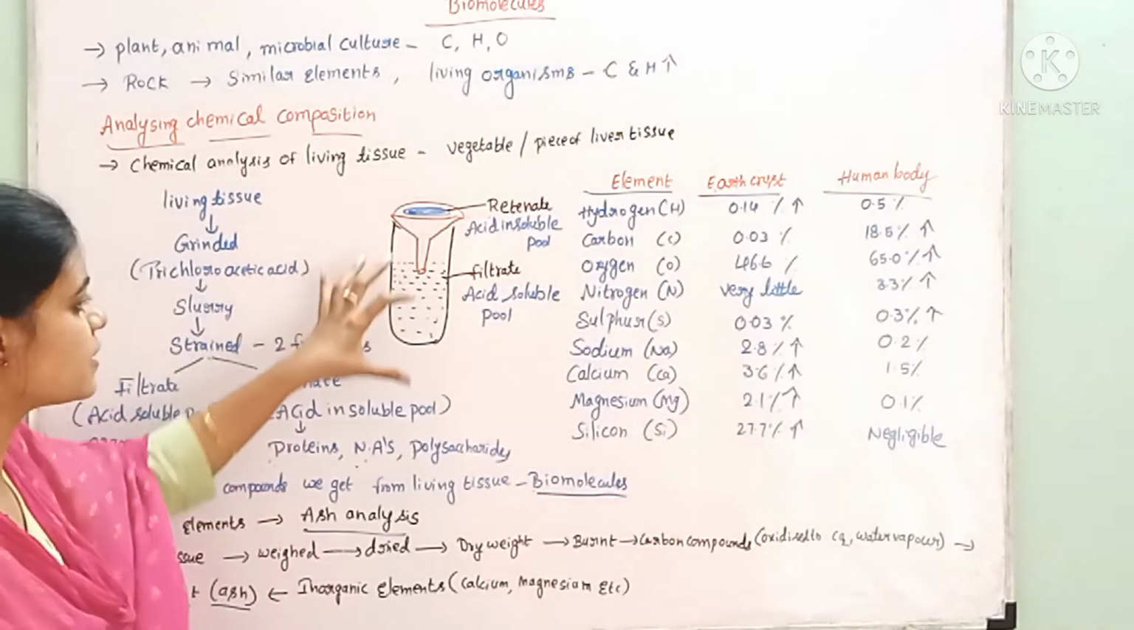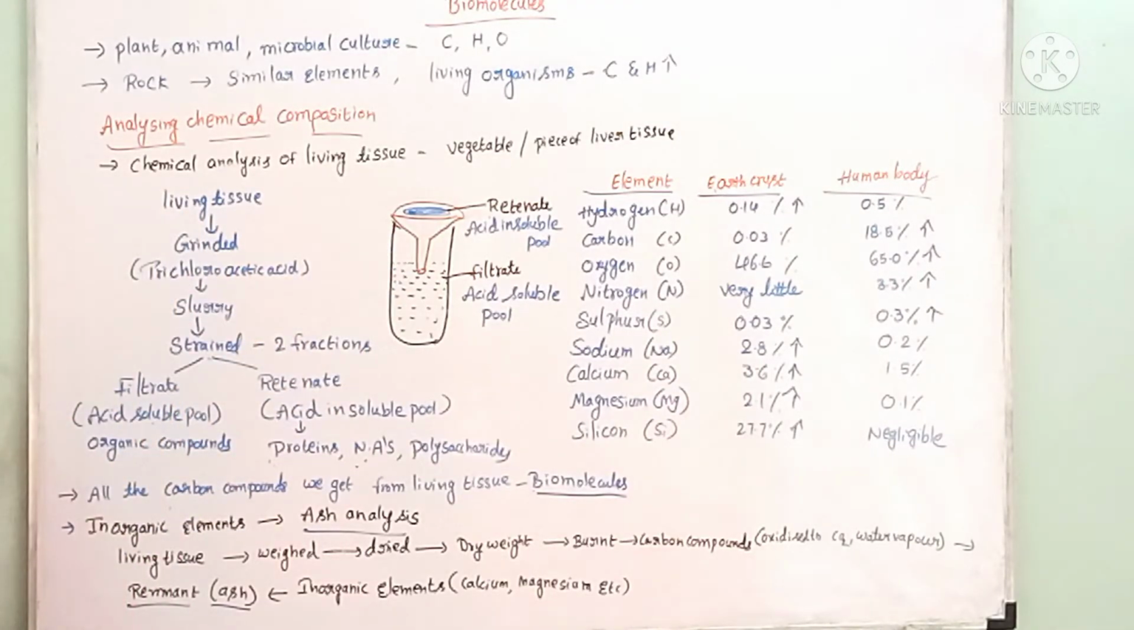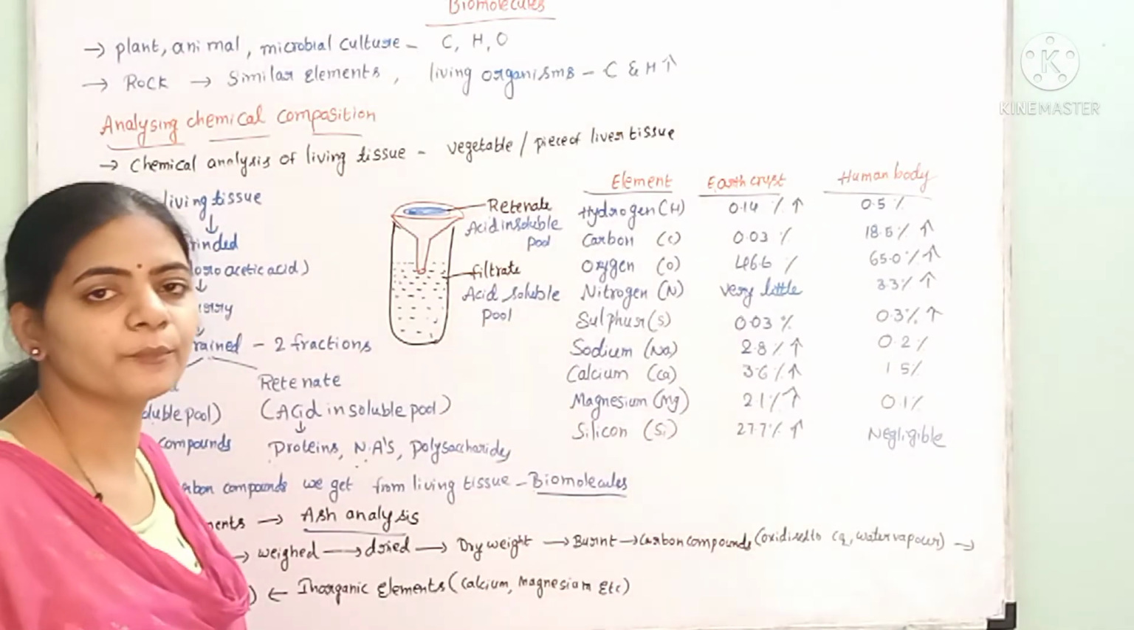So, here this is about the organic substances present in it. In living organisms, not only organic compounds but also inorganic elements are present. How to analyze the presence or absence of inorganic elements?